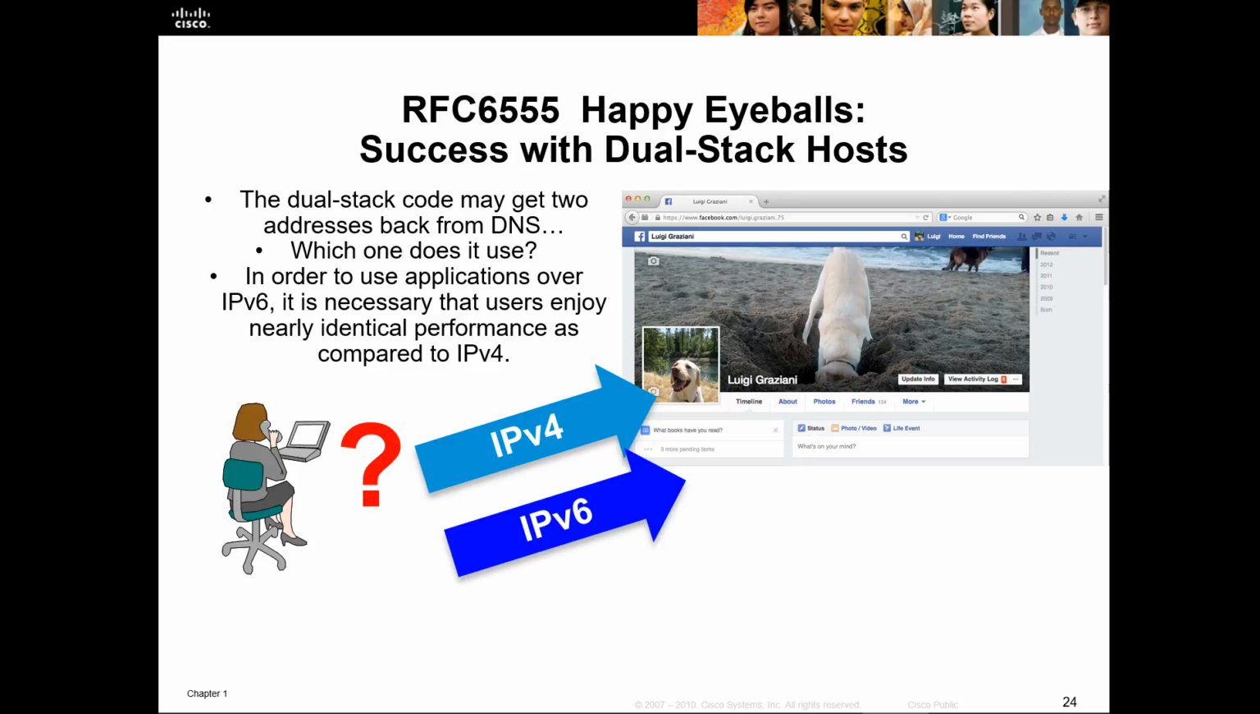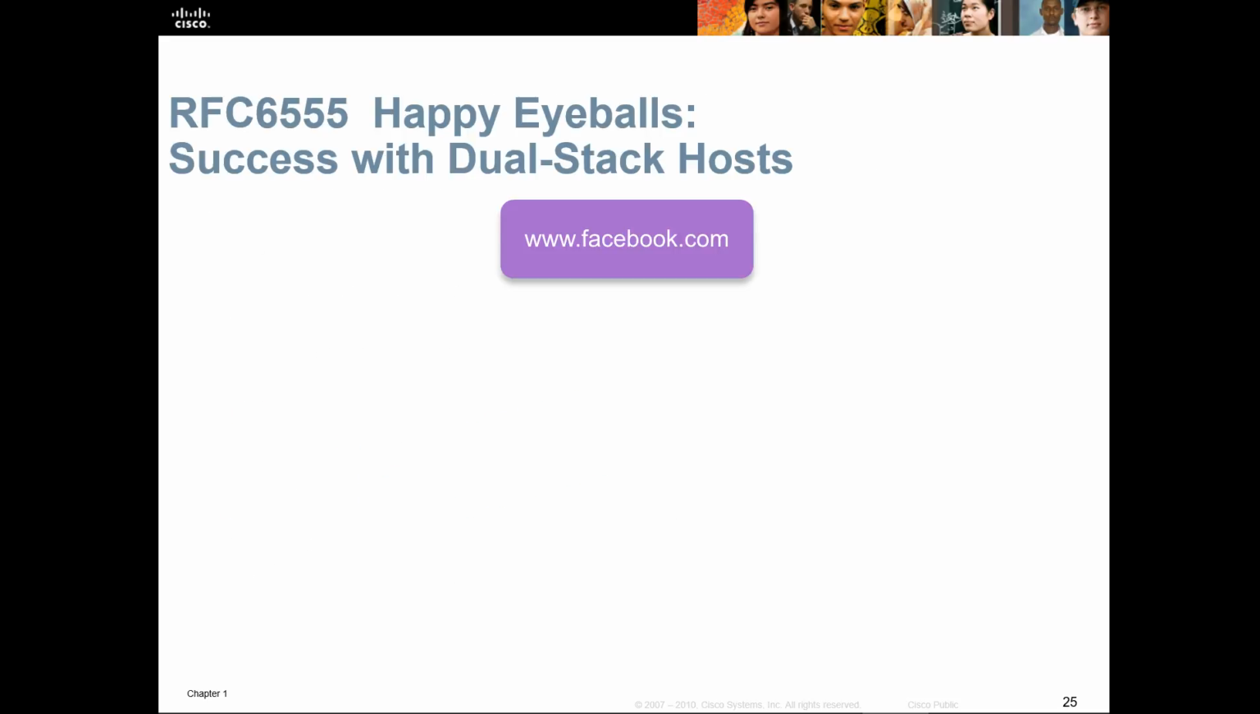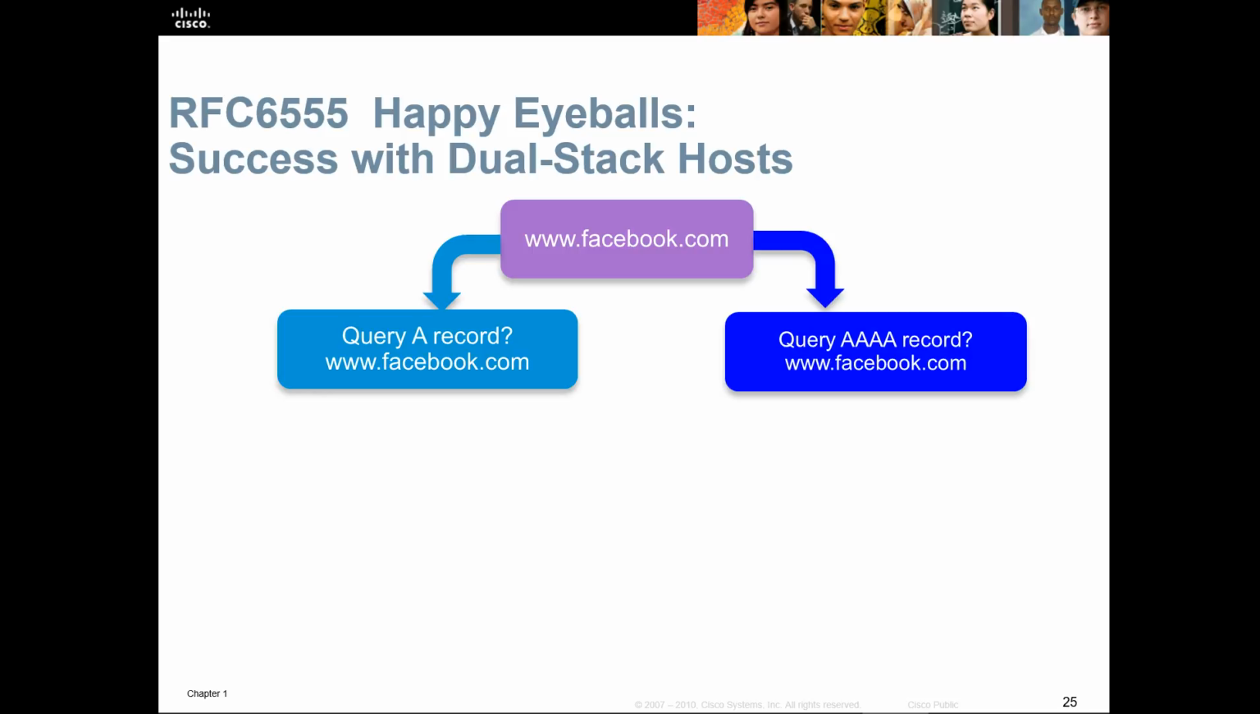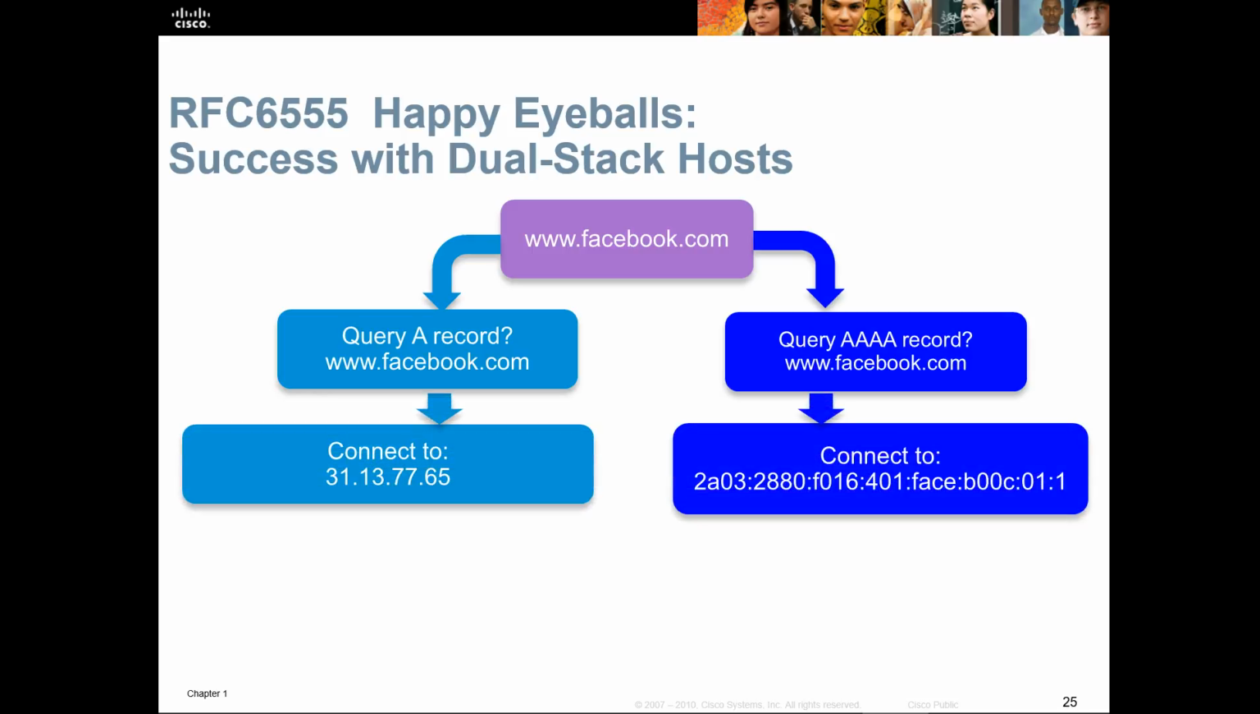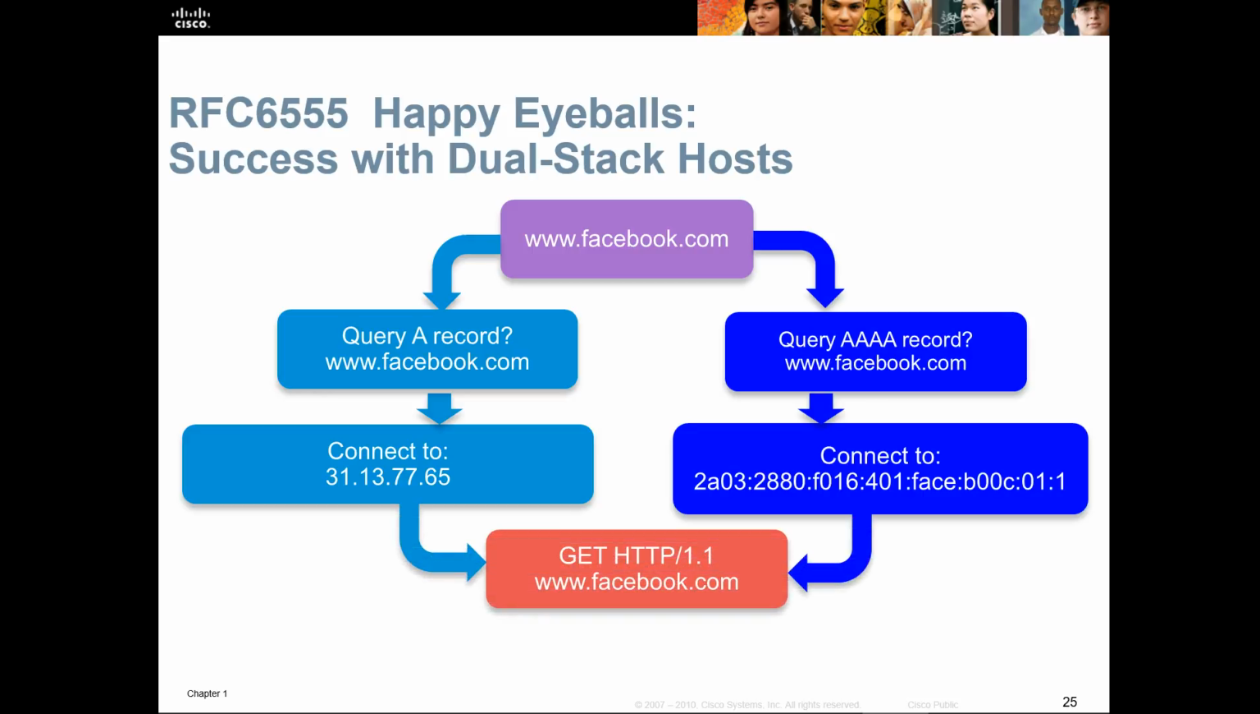In order to use applications over IPv6, it's necessary that the user enjoys the same performance, if not better. For example, Happy Eyeballs: Success with Dual-Stack Hosts. Let's go to Facebook. We query DNS. We get an A record, which is an IPv4 address, or we query a triple or quad A record for Facebook, which is IPv6. They connect to two different addresses. One is an IPv4, one is an IPv6. We should be able to get our response from Facebook.